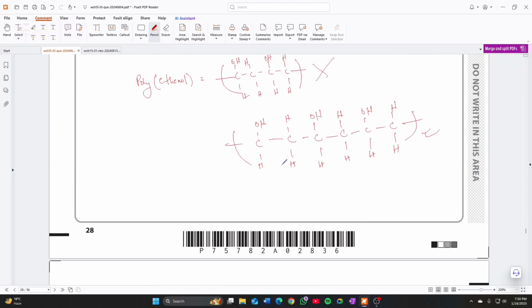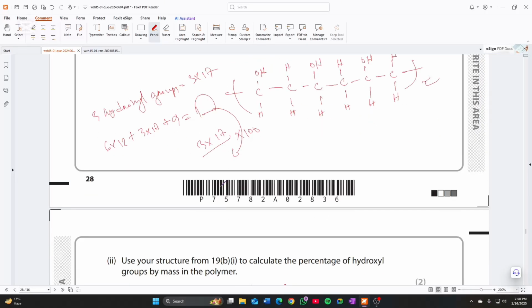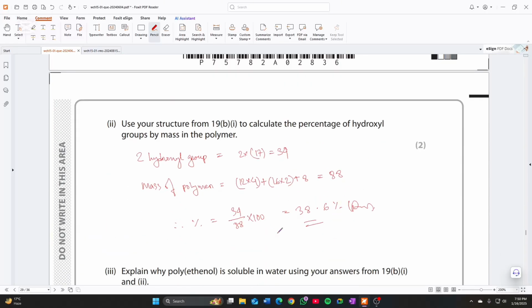You can also do it with this. For this polymer it will be 3 hydroxyl groups, right? So the mass would be 3 times 17, and the total mass would be, how many carbons do we have? 1, 2, 3, 4, 5, 6. So 6 times 12 plus 3 times 17 plus how many hydrogens? 1, 2, 3, 4, 5, 6, 7, 8, 9. So whatever comes, you can just divide. We can just do 3 times 17 divided by this value times 100. This will give a similar result, like 38.6%.